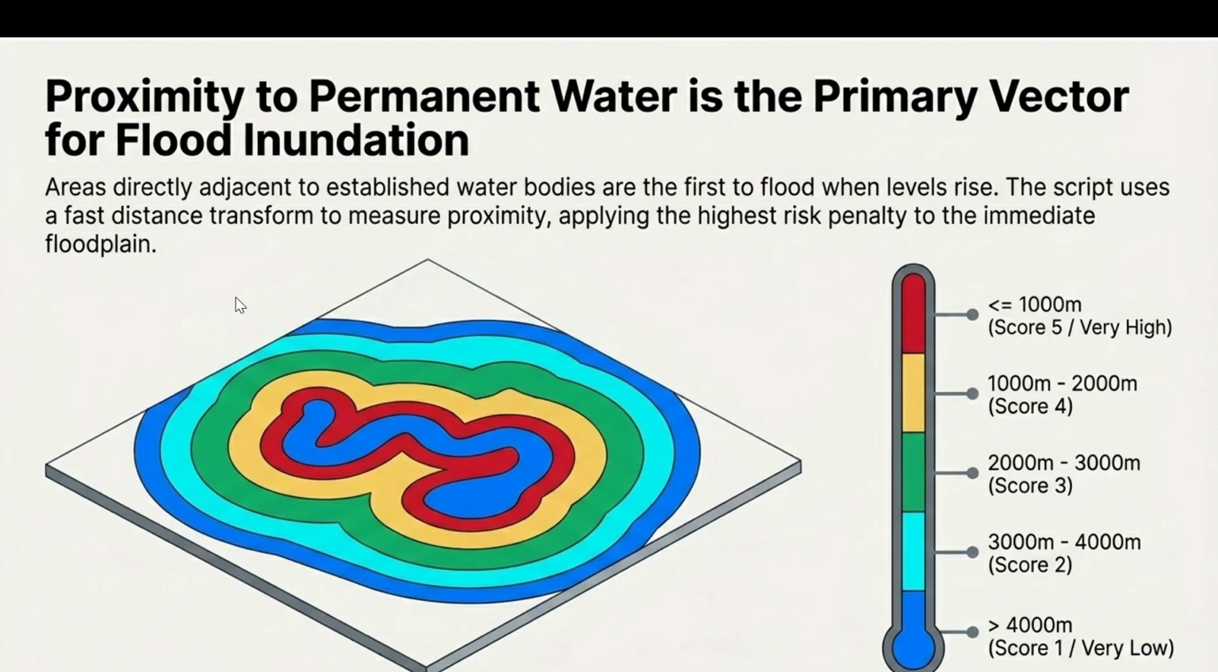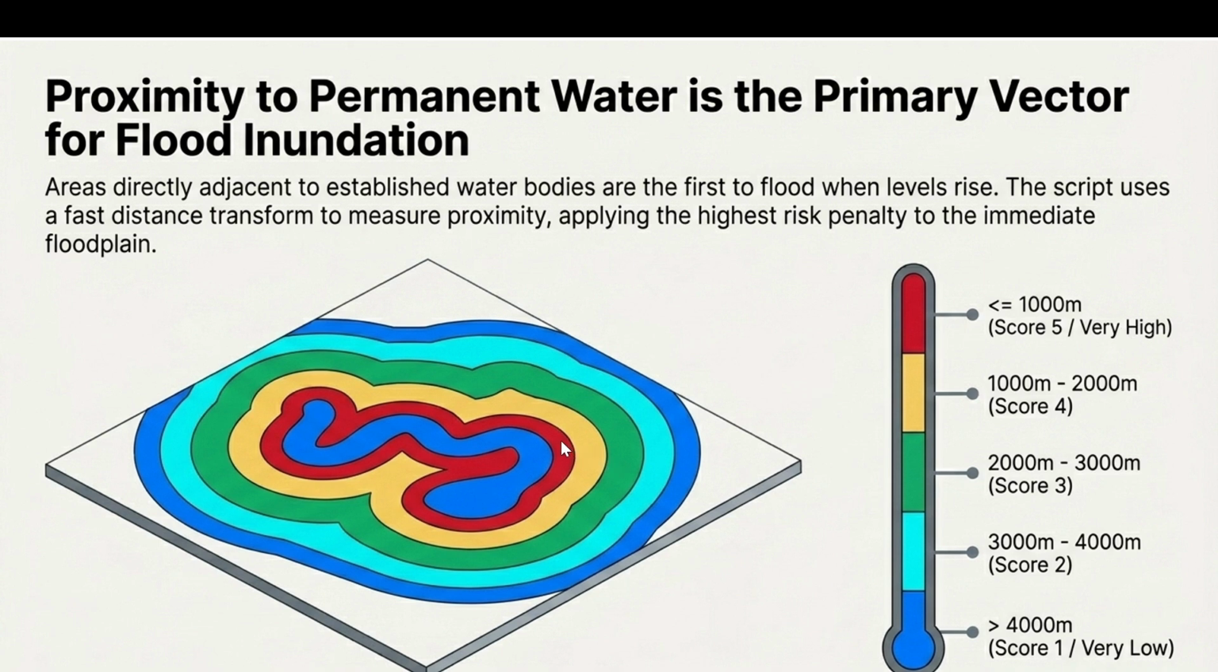So if you check, first of all, proximity to water is the primary factor for the flood inundation. If the water body is very close, then the flood risk will be higher in this type of place. Areas directly adjacent to established water bodies are the first to flood when the levels rise. The script uses the fast distance transform to measure the proximity, applying the highest risk penalty to the immediate floodplain. So if this type of place is less than 1,000 meter from the water body, basically this type of red color, it's a very high risk.